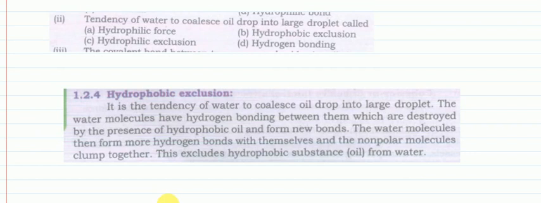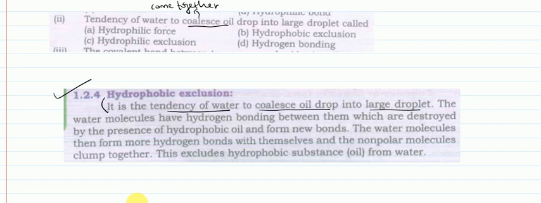The second MCQ: the tendency of water to coalesce oil drops into a large droplet. What does coalesce mean? Coalesce means to come together. It means water has a tendency to bring all the oil droplets together and form one large mass, a large droplet. This tendency is known as the property of water called hydrophobic exclusion. Hydrophobic exclusion is the tendency of water to coalesce oil drops into a large droplet.